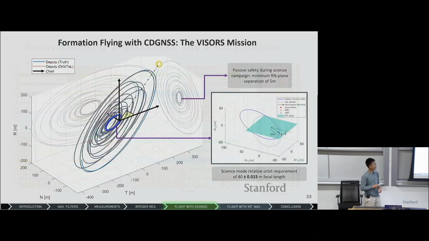And this is the result of the very specific EI vector separation that Professor D'Amico was talking about. It's chosen such that during science, if you notice, there is an RN separation of about 5 meters here. There's also a long track separation, but this doesn't guarantee passive safety because in the long track you may drift due to differences in your atmospheric drag. But yes, this is just an overlay of what the ground truth trajectory is with your state estimate trajectories. And this is the sun. The sun, I probably forgot to mention this, which is probably the most important thing, but the science mission is to image the sun of all the things.